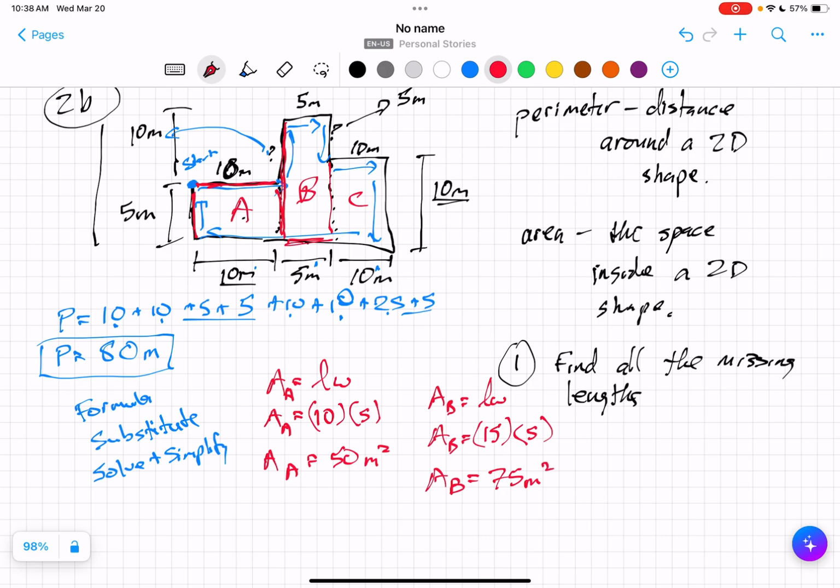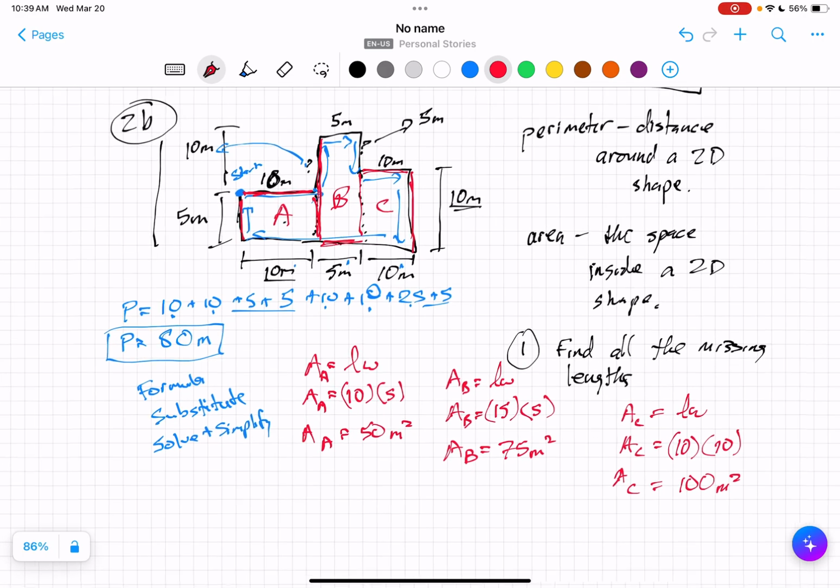Okay. And finally for C, the area for C, we can find length times width, area for C. Length this time is going down, that's 10. And going across, I know it doesn't look like a square, but most things aren't drawn to scale. So that's what I've always been teaching our students. So 10 times 10, that's 100 meters squared.